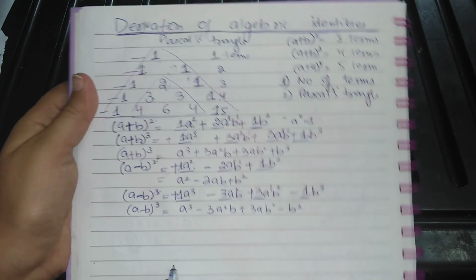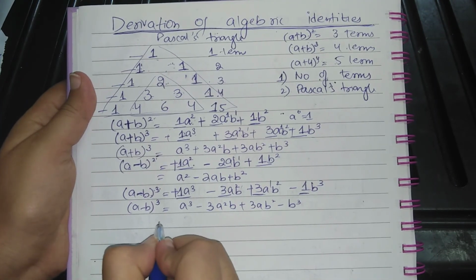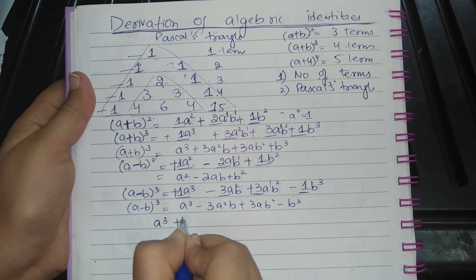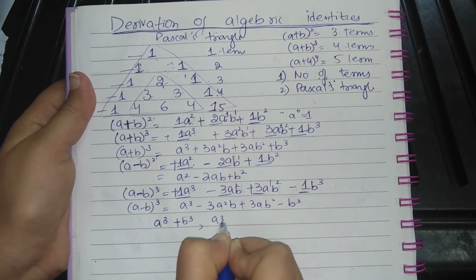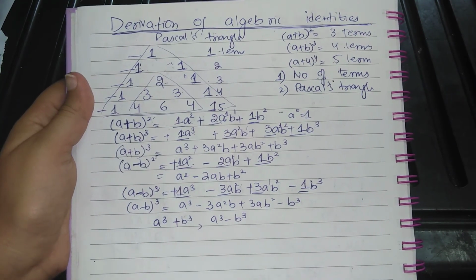In the next lecture we will discuss how to derive a cube plus b cube and a cube minus b cube. 1 plus 1 is 2. 1 plus 2 is 3.